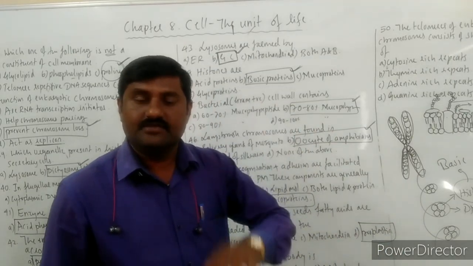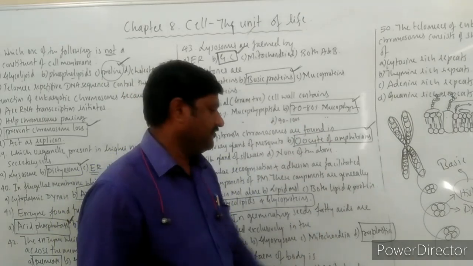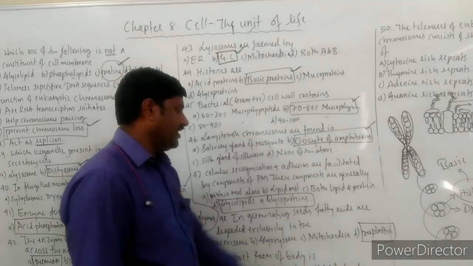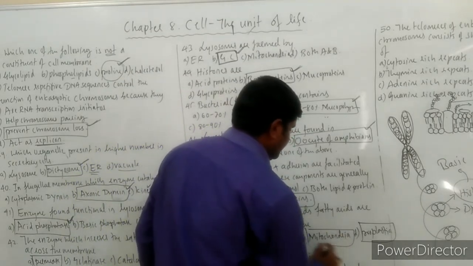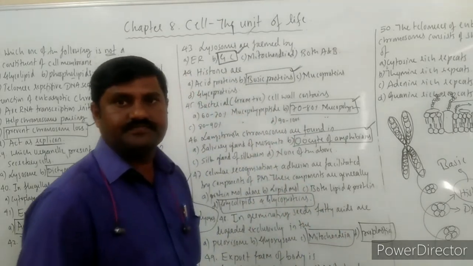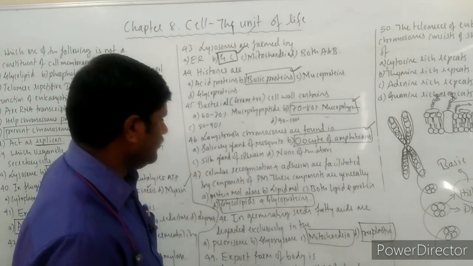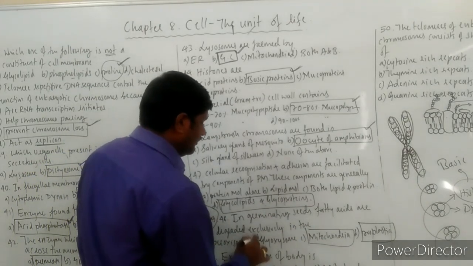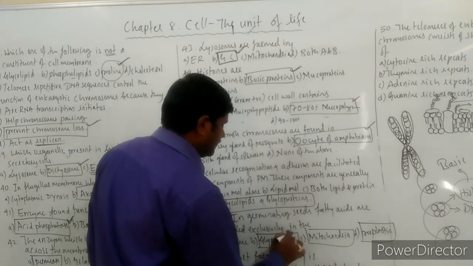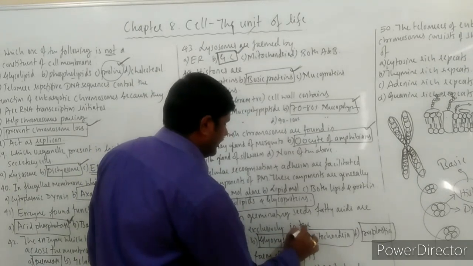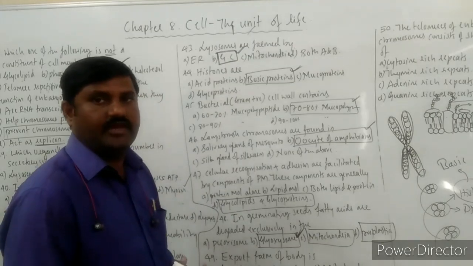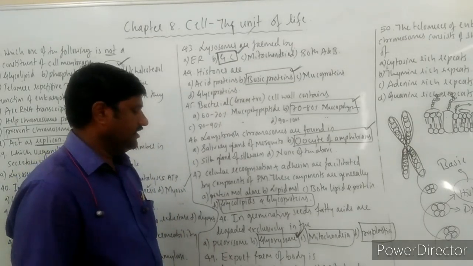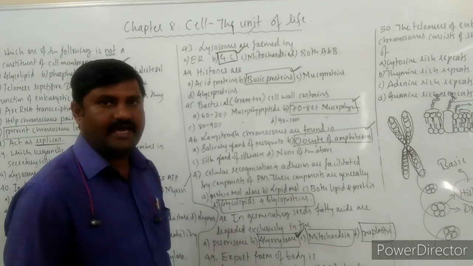Proplastids later become plastids, but these are not the answers. Next one, mitochondria, is also not the microbody. In the microbody where fatty acids are degraded, those are the glyoxysomes. They are the glyoxysomes in which fatty acids are degraded in germinating seeds. So that's why glyoxysome is the answer.